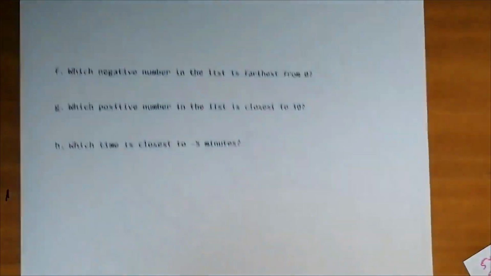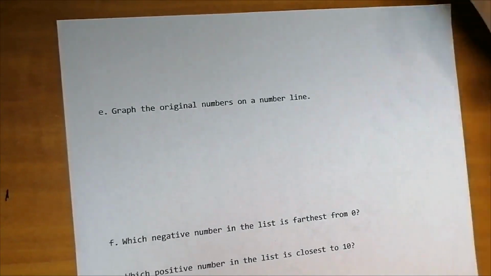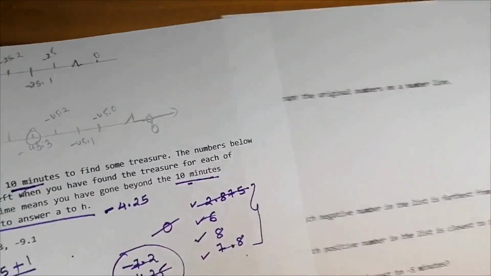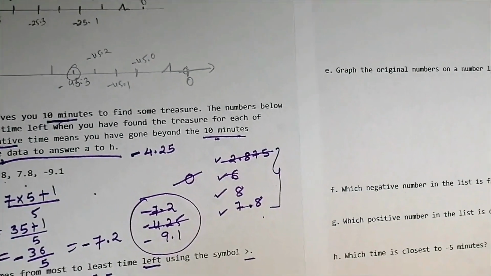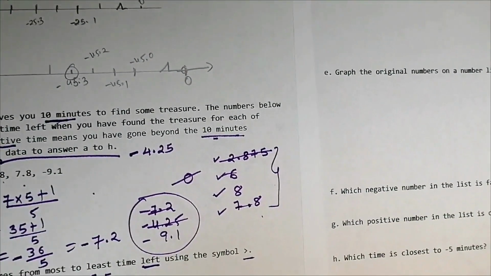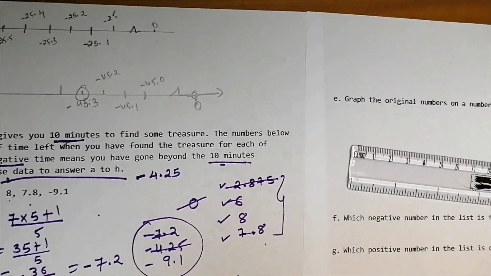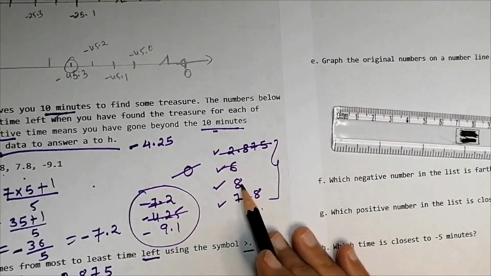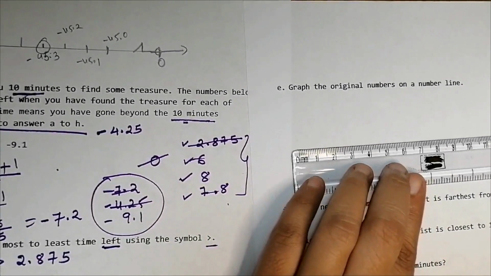Okay, and now we are on the last part. Just a few more questions and we are done. It says graph the original numbers on a number line. Okay, we have to put the original numbers, so we will consider the signs as well. We're not putting the absolute values over there. Okay, so let's get going with that. So what are our values? The negative highest is 9.1 and the positive highest is 8. Okay, so let's start. We'll need a bigger number line.